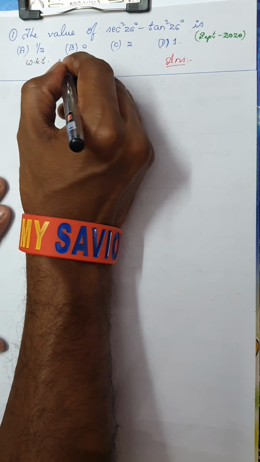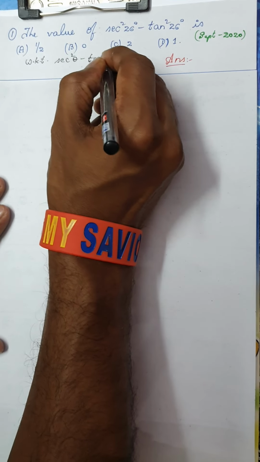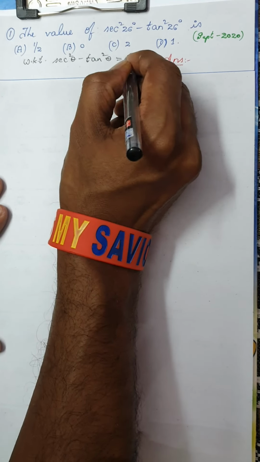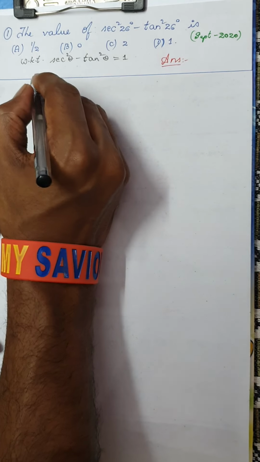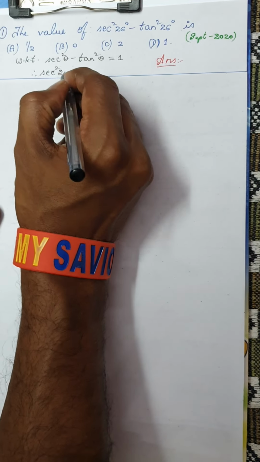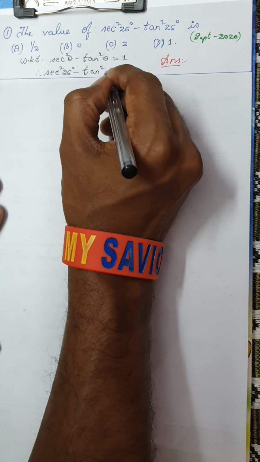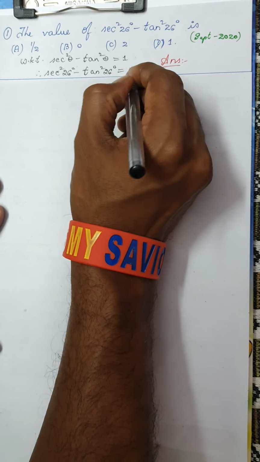Just now I gave you the formula: secant square theta minus tan square theta is equal to 1. Therefore, in place of theta I have 26 degrees. So secant square 26 degrees minus tan square 26 degrees is equal to 1.